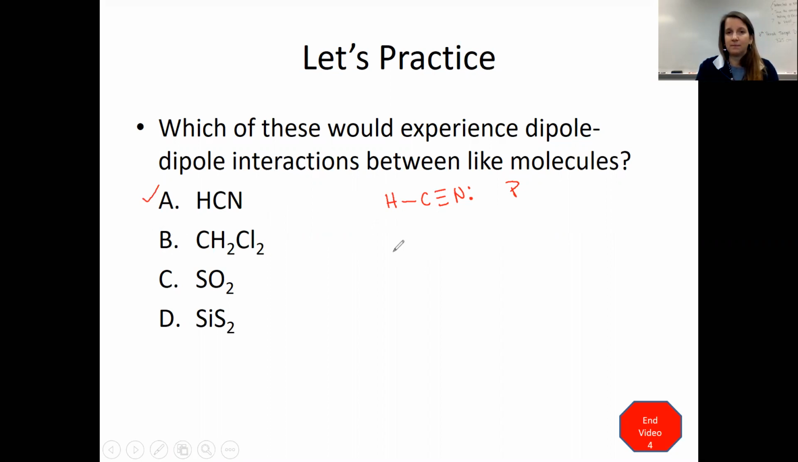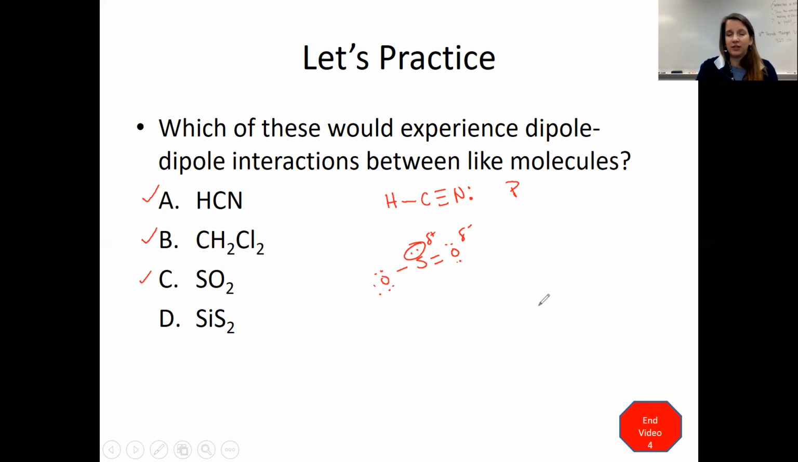Do I have to draw letter B? I don't have to draw letter B. I can see carbon's in the middle. It's got 2 hydrogens, 2 chlorines. That's going to be 2 different things. So that would have dipole-dipole interactions. SO2 is going to look like this. Whoops, forgot my bond there. So SO2 looks like this. I can see that this lone pair of electrons is going to make it a polar molecule. I know that we're going to have our dipoles. And so I know this would experience dipole-dipole interactions.